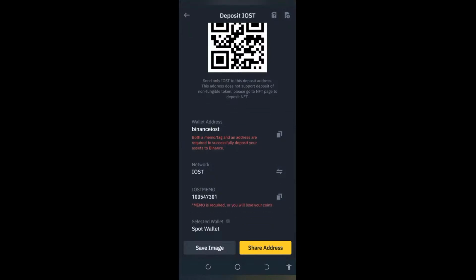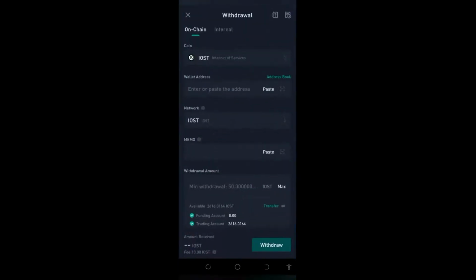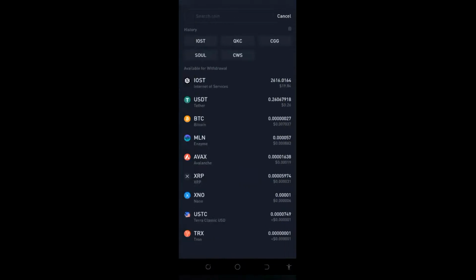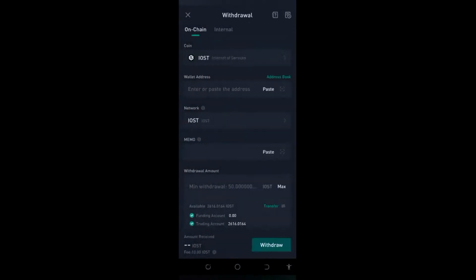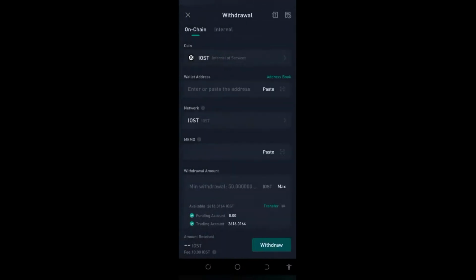Wallet address. It says Binance IOST. That's interesting. Well, I think I still copied the right thing. I don't know why it's looking like that. I think it was just looking funny to me. Of course, if it was wrong, it wouldn't allow me to paste it. Okay, what am I doing? Okay, it looks like it's right.